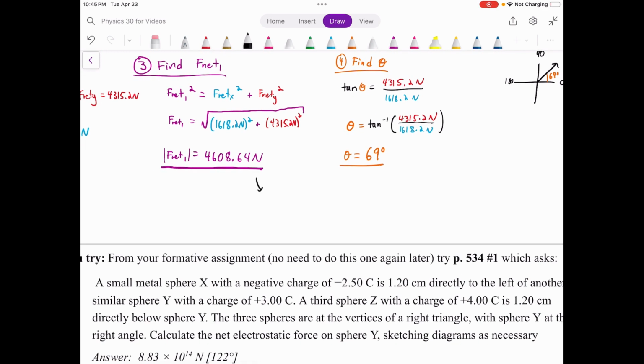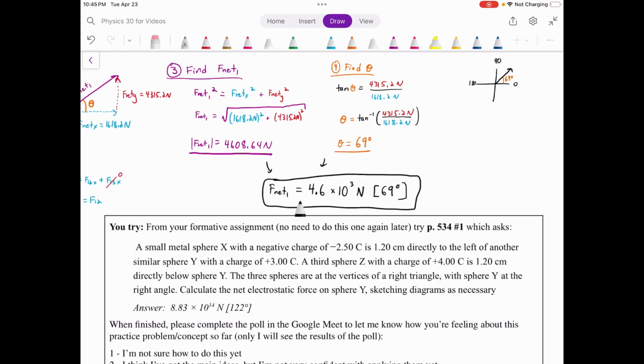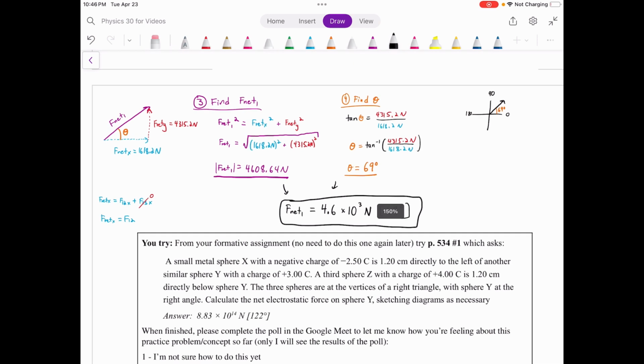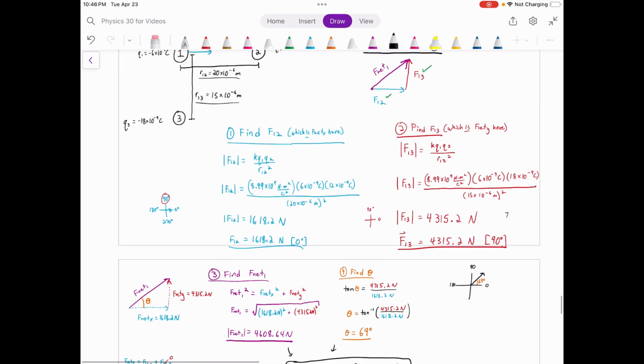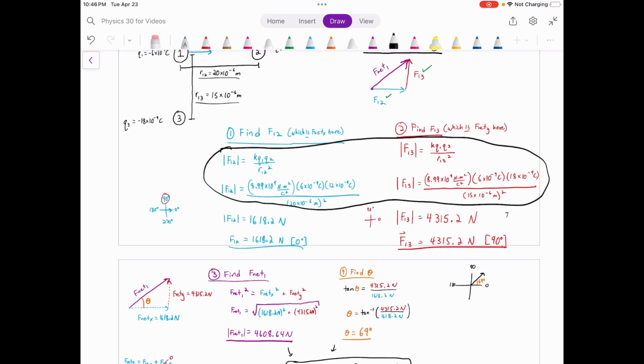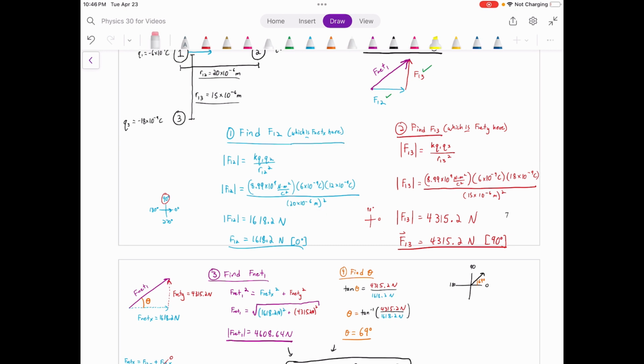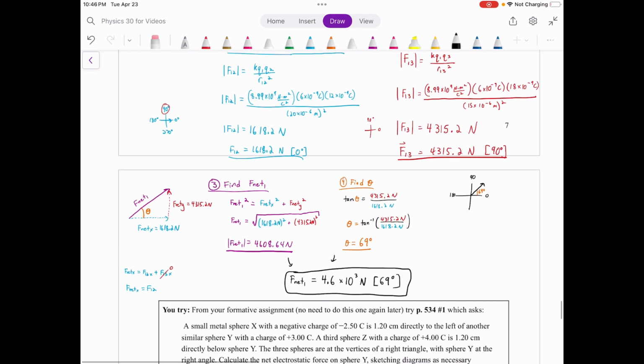So here we go, to the correct number of significant digits, and with direction, the net force on object 1 is 4.6 times 10 to the 3 newtons at 69 degrees, okay? So it's all the same principles, right? Here's the physics 30 part. This was the whole thing that involved actual physics 30 concepts, right? The rest was physics 20, adding up vectors in 2 dimensions, right? The new thing that we learned this year, or whenever you're taking this class, right, was how to calculate electrostatic forces using Coulomb's law. Okay, but other than that, it was the same old, same old.